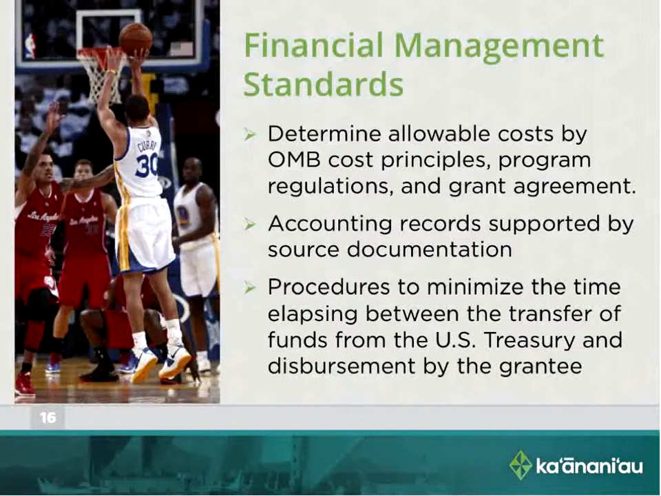The sixth one is that your accounting records have to be supported by source documentation. Examples of that are your timesheets, invoices, and travel expense reports. There has to be some type of paper that supports each one of your expenditures. A rule of thumb that we have here is that the copy of the check doesn't get filed if there isn't paper behind it. So that's real important. And that goes for your non-federal share as well.